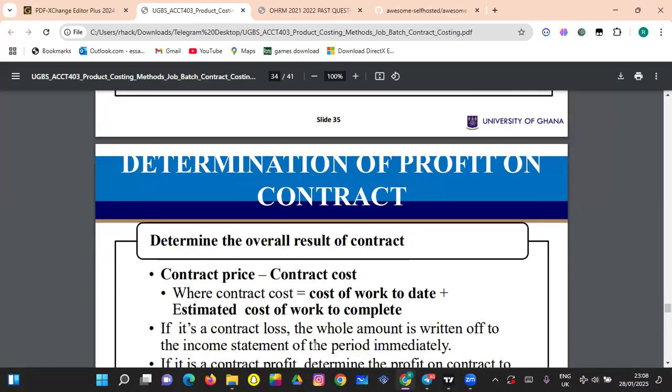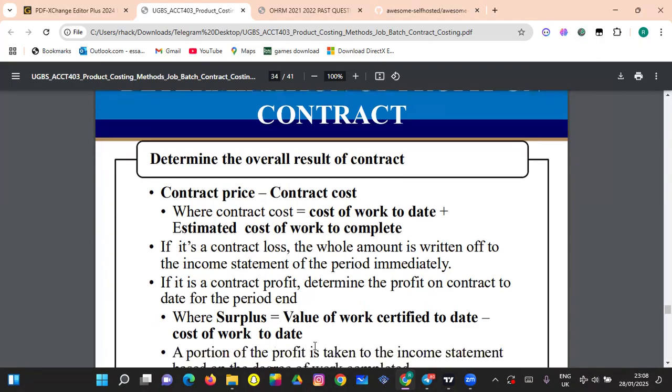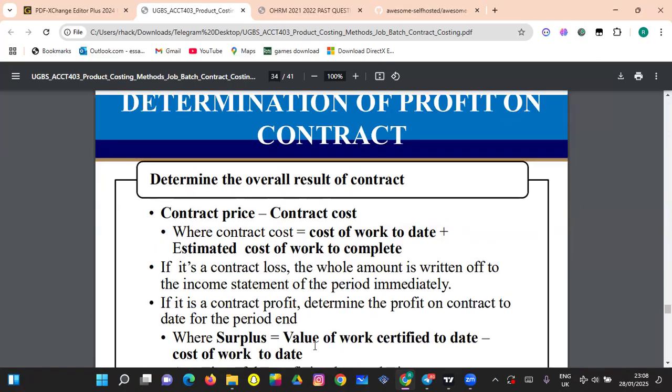Determination of profit on contract. If we want to determine profit on contract, what we have to do is subtract the contract cost from the contract price. So the price that was given to them, and then the actual cost we incurred when building the bridge. Contract cost is equal to the cost of work done to date plus the estimated cost of work to complete. So what we've done so far plus what we are expecting to do.